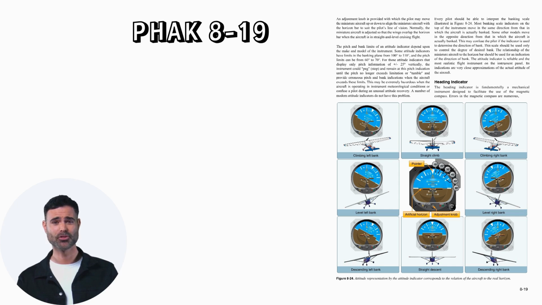This scale should be used only to control the degree of desired bank. The relationship of the miniature aircraft to the horizon bar should be used for an indication of the direction of bank.